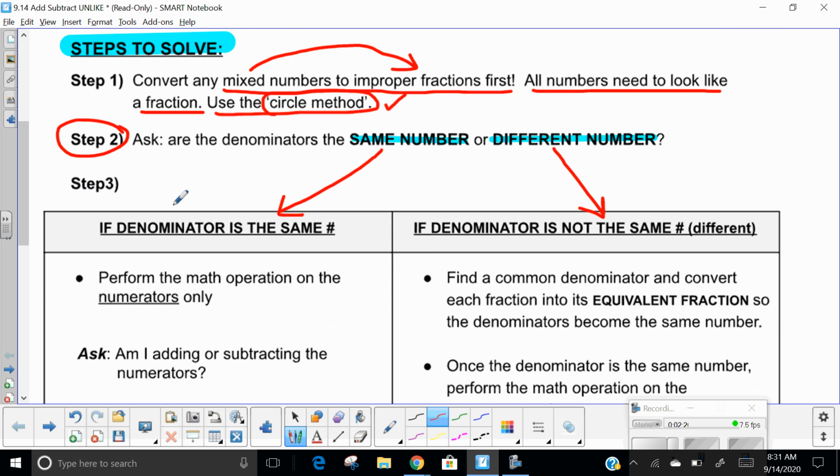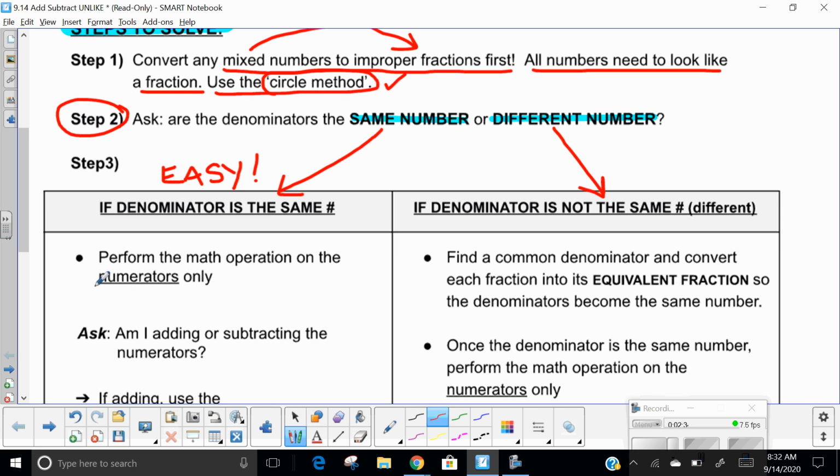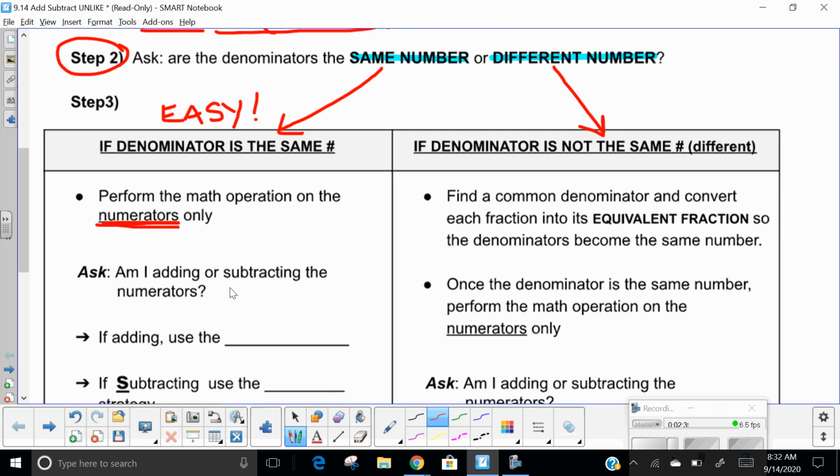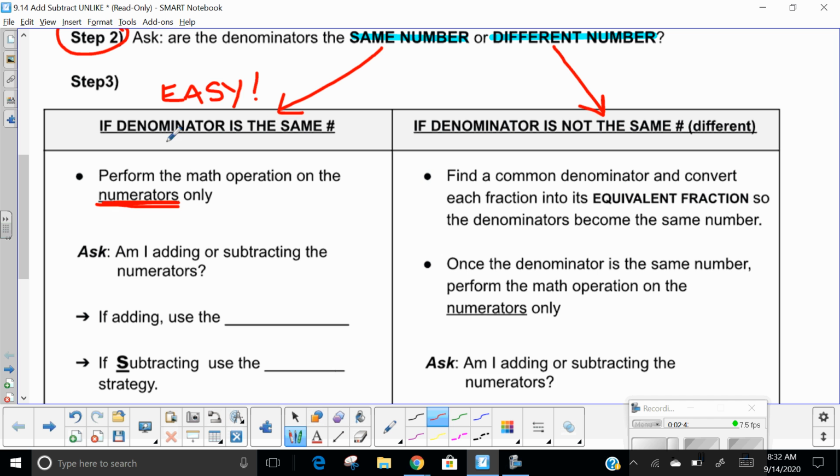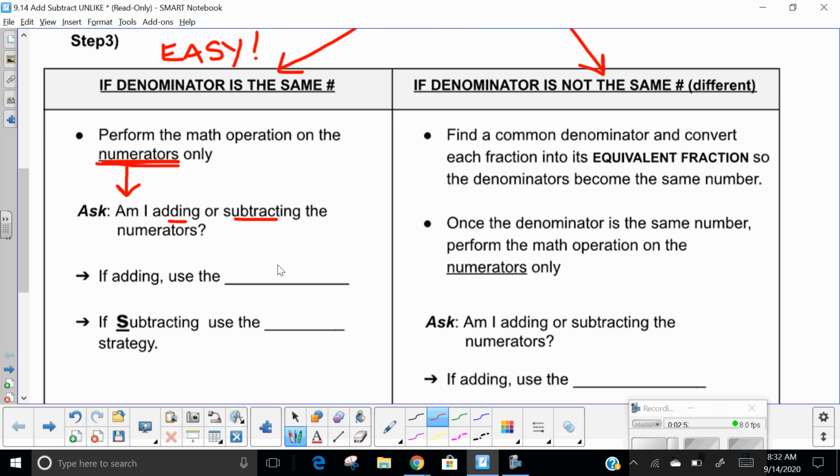Now, just a review. Remember, if the denominator is the same, that's easy. That's what we want to see because it makes it easier on us. So if the denominator is the same, we're going to perform the math operation on the numerators only. We just look at the numerators and we ask, are we adding or are we subtracting the numerators? Now remember, we're adding and subtracting positive and negative numbers. So what do we want to use when we're adding?